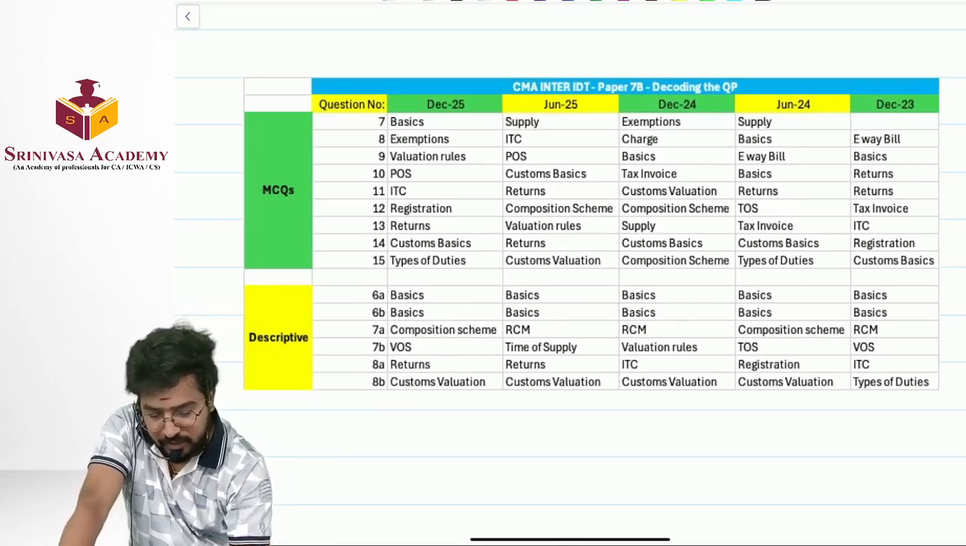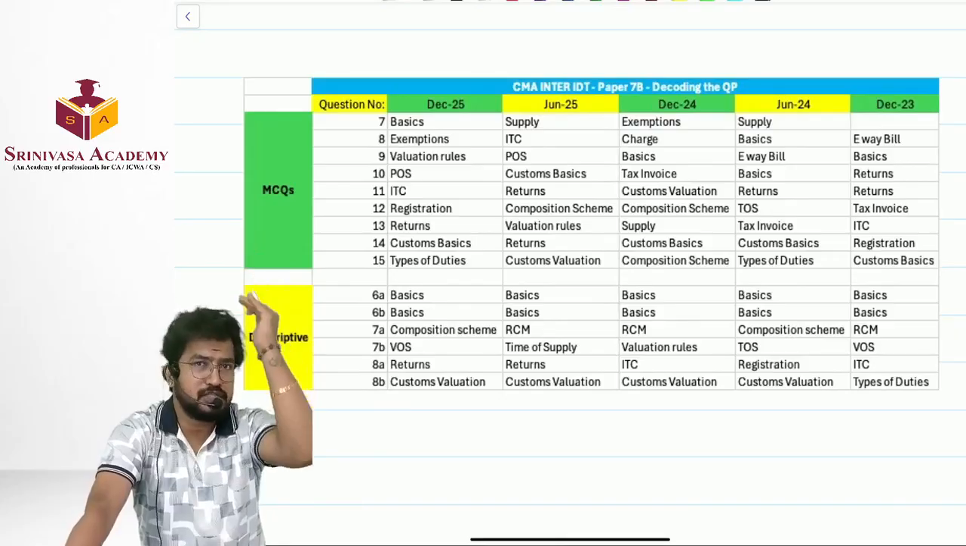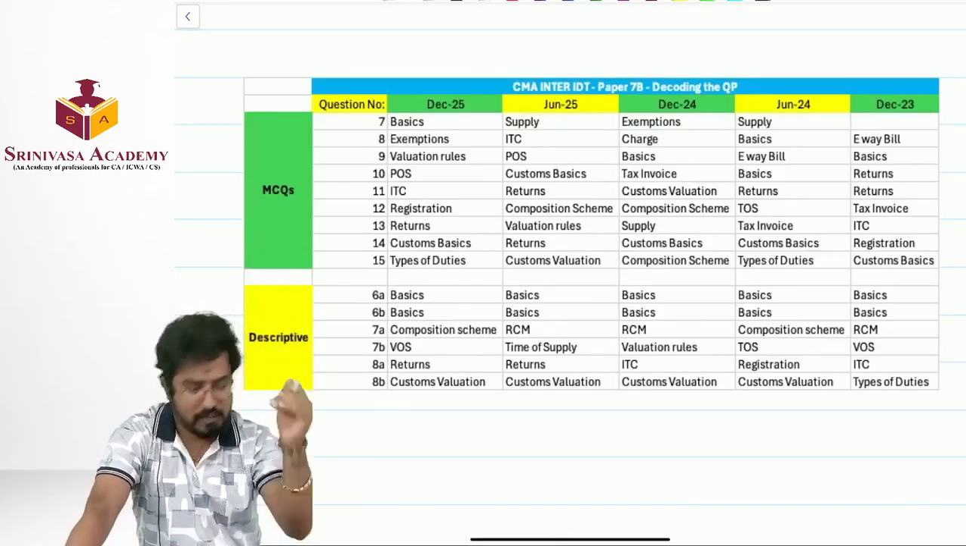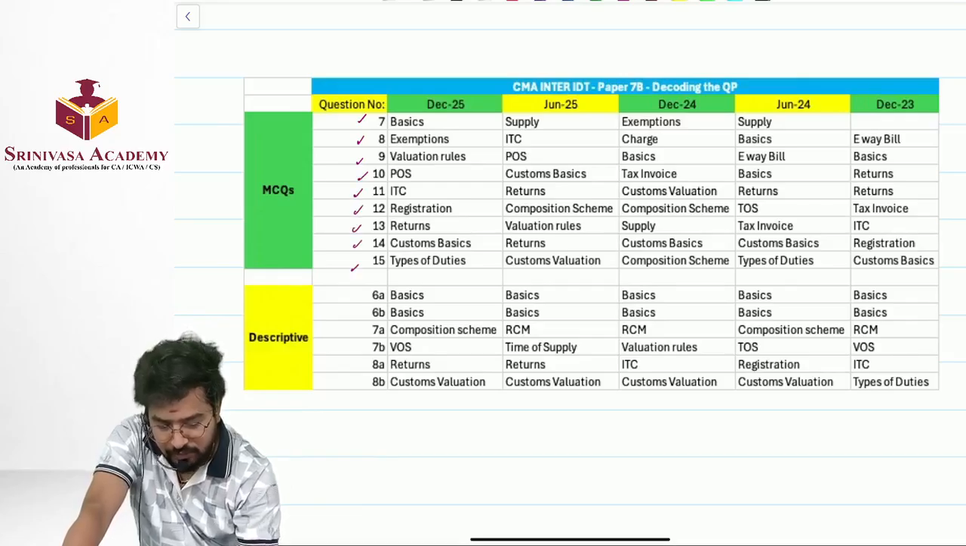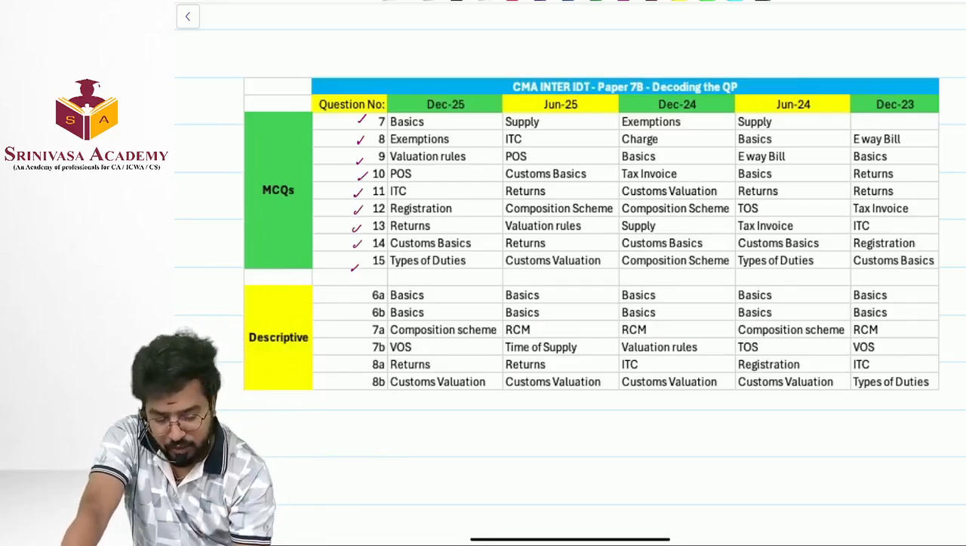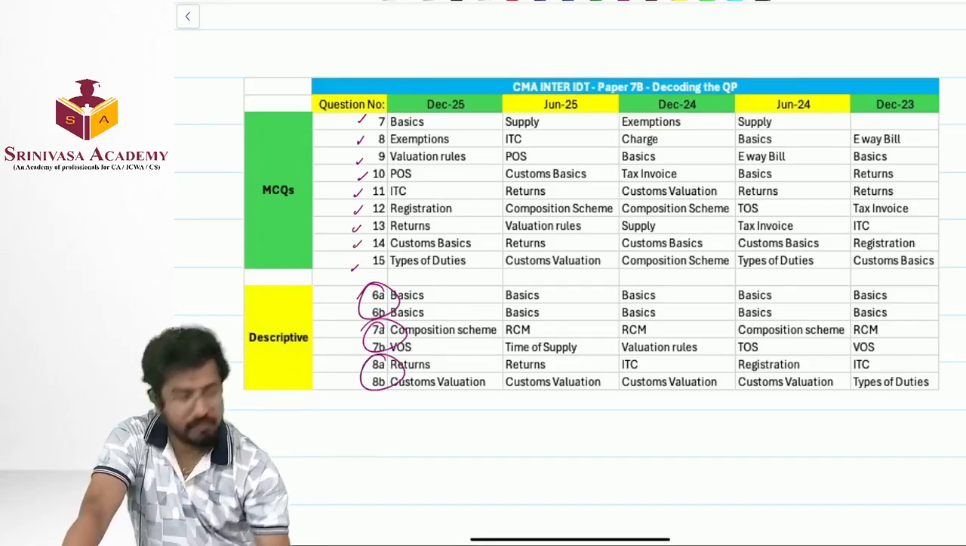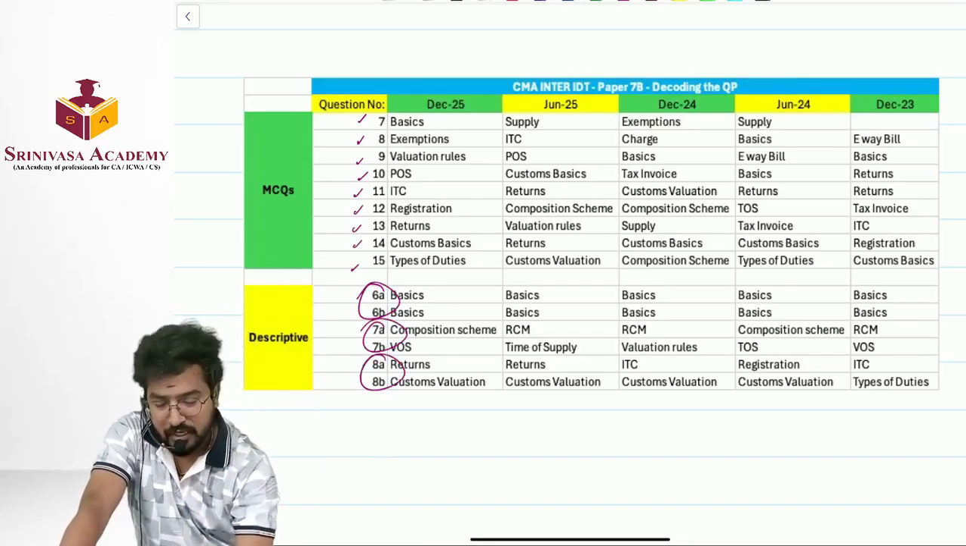9 MCQs, correct? Question number one will be MCQs, with 15 sub questions, of which sub questions 7, 8, 9, 10, 11, 12, 13, 14, 15 are from indirect tax. And as I told, 3 14-mark questions, 6, 7, 8. Each sub question will have 7 marks.